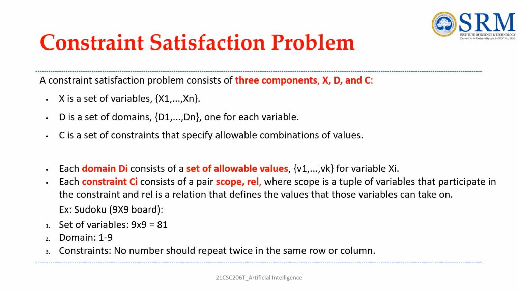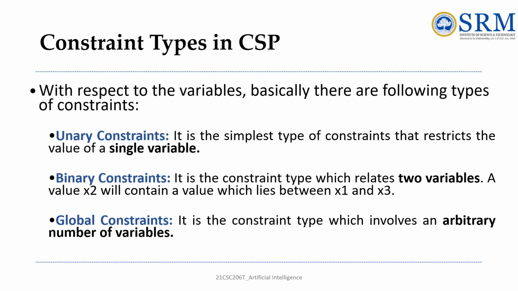For Sudoku, a constraint would be no two same numbers in a row, column, or a 3 cross 3 grid. So each constraint is defined over a scope and a relation, that is which combinations are allowed. Okay, this simple structure makes CSPs extremely powerful in modeling a wide variety of problems.